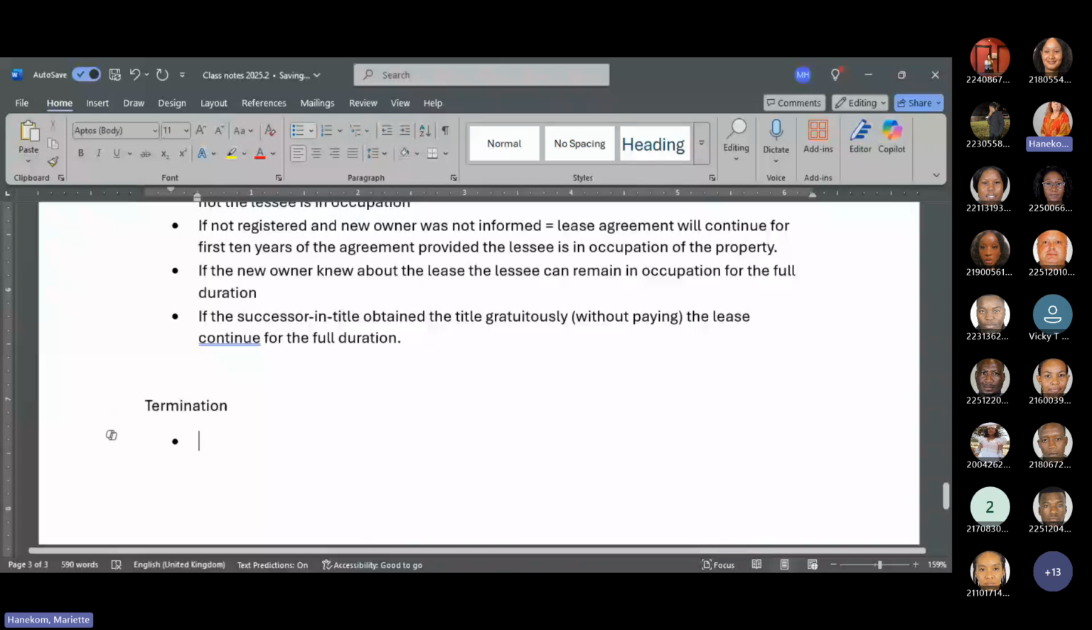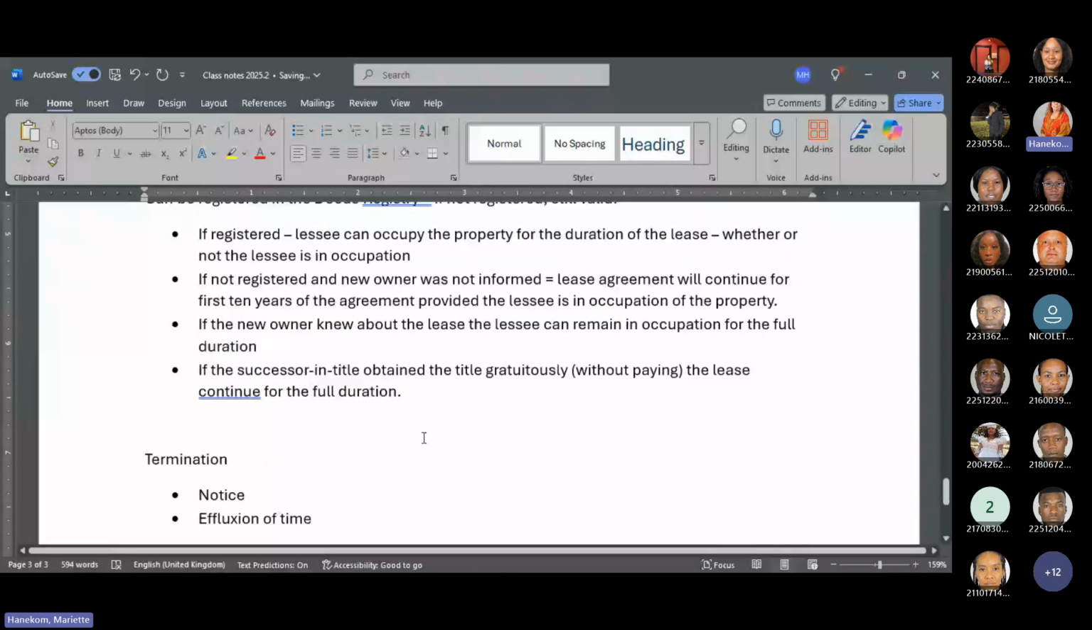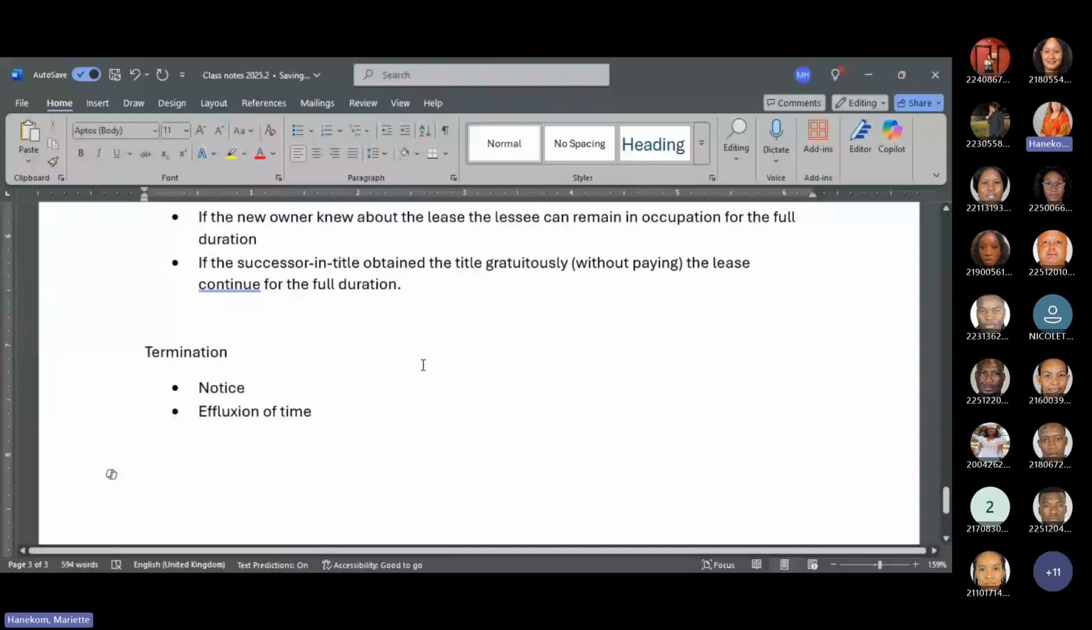A lease agreement can either terminate by way of notice, either as set out in the lease agreement or by way of reasonable notice, or otherwise, if it was a fixed term contract, by way of effluxion of time. So if it was for a year, once the year is over, the lease agreement will terminate unless it is renewed.